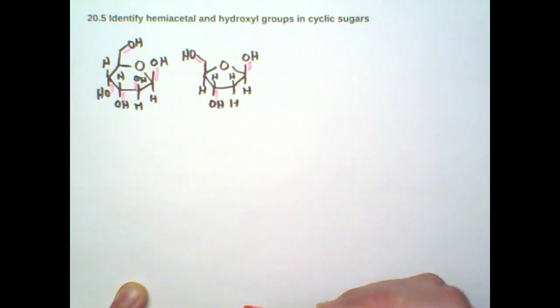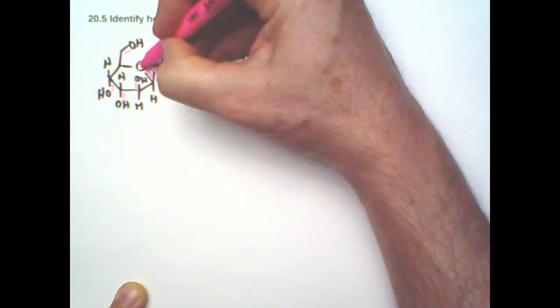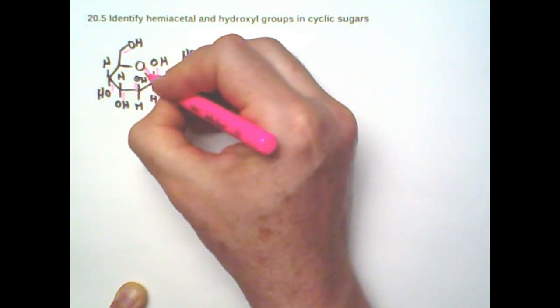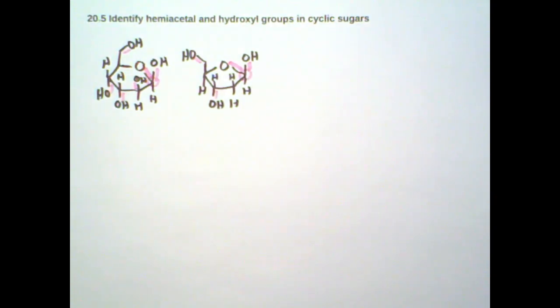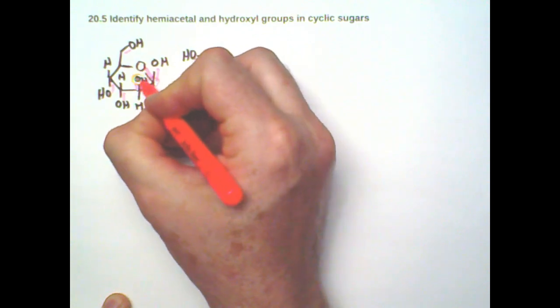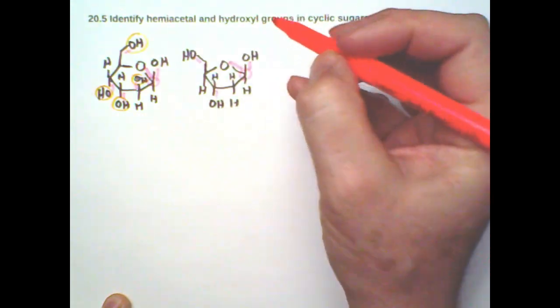For it to be in a hemiacetal, the carbon needs to be connected to a second oxygen. So right there are our hemiacetal carbons. All of these OH groups are alcohols.